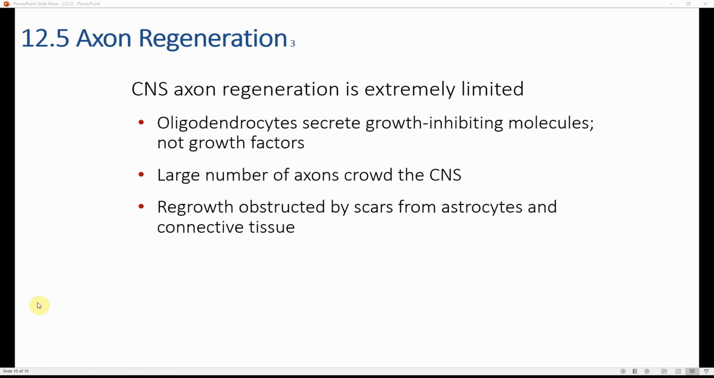In the central nervous system, axons do not regenerate. The oligodendrocytes secrete a growth-inhibiting molecule, and a large number of axons are crowding in the CNS, making repair more difficult. And then the astrocytes and connective tissue will grow within the damaged area and scar the area, preventing the growth of new axon filaments through it. This scarring happens relatively quickly inside of the central nervous system, and this is what prevents areas of the brain or the spinal cord from reattaching.